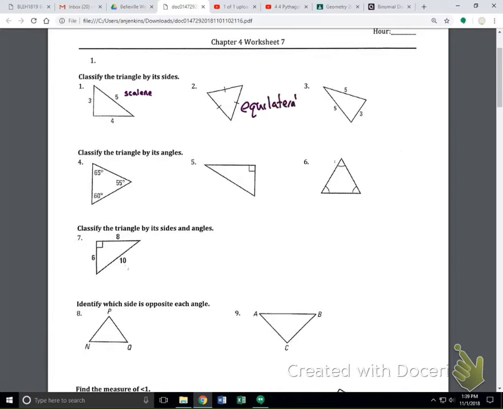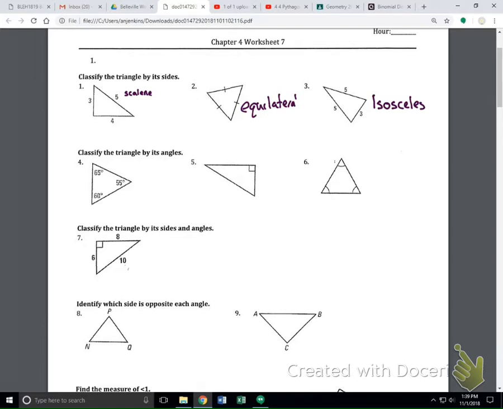And triangle number 3, what would, Lucas? Isosceles. And how did you know it was isosceles? Two of the sides are congruent. And we know with isosceles triangles, at least 2 of the sides are congruent.